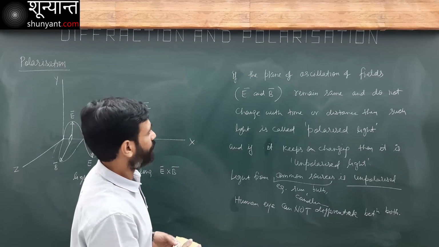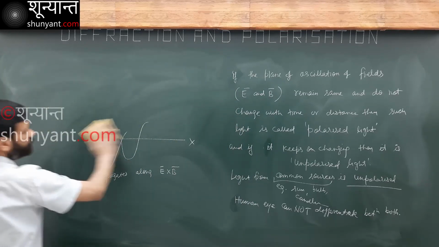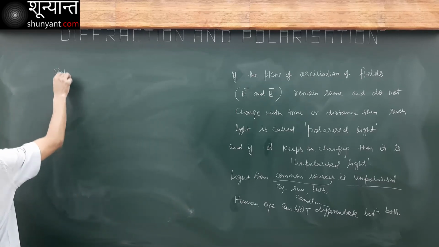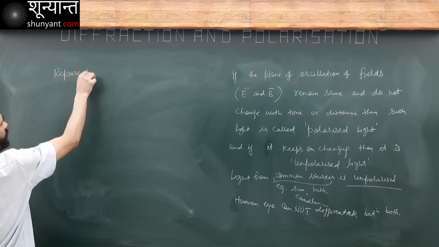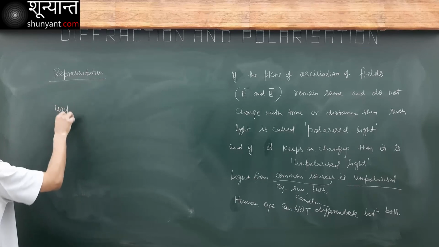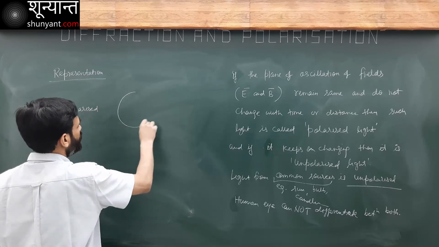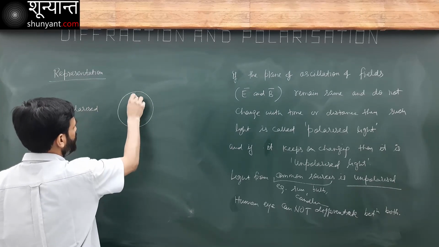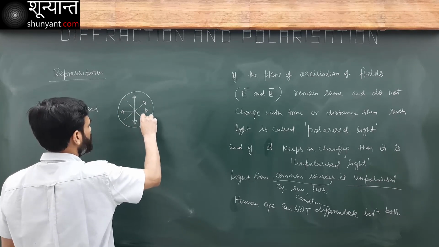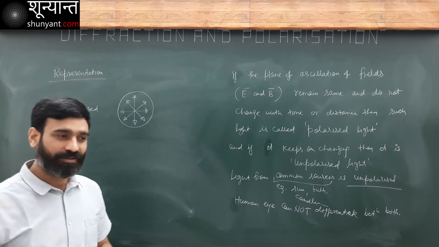Now, how is it represented? How do we represent it? So this is unpolarized. Unpolarized, we represent like this. We draw a circle and we draw these arrows. These arrows tell us that the electric field is oscillating in all the different planes possible.